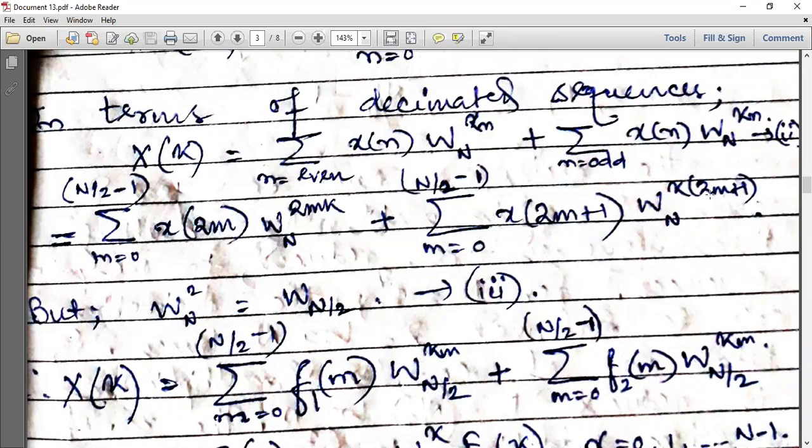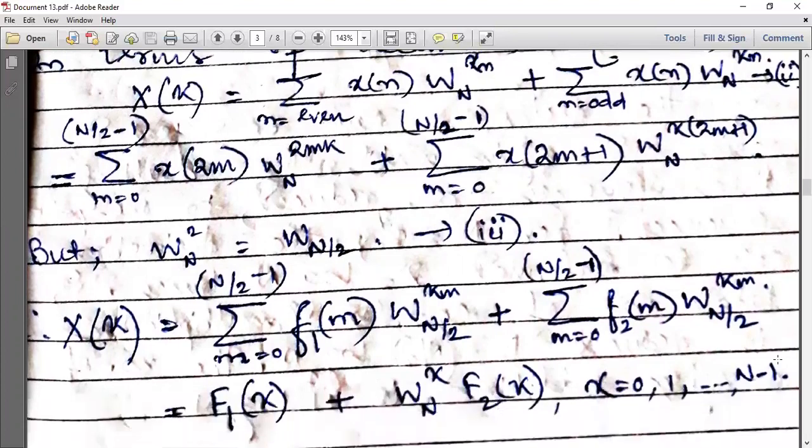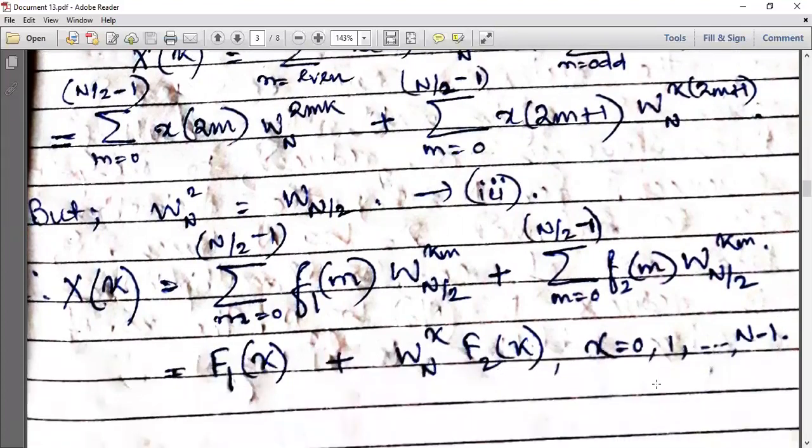Wn to the power k into 2m plus 1 can be written as wn by 2 to the power km. Clear? Now, this total expression can be written as f1k plus wn to the power k into f2k, where k equal to 0, 1 up to n minus 1. Clear?